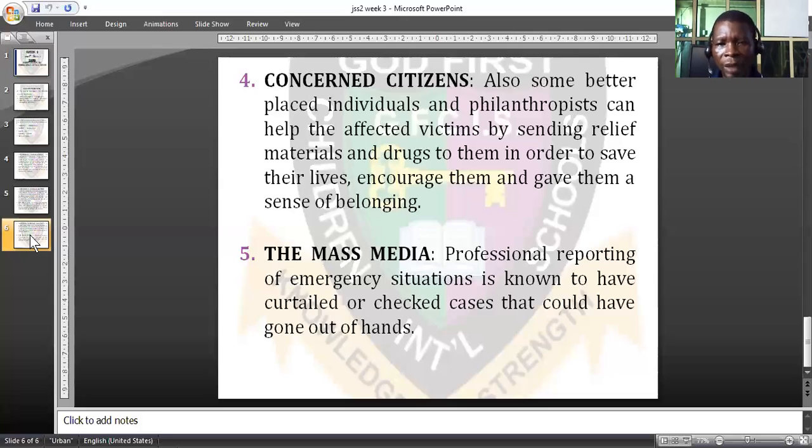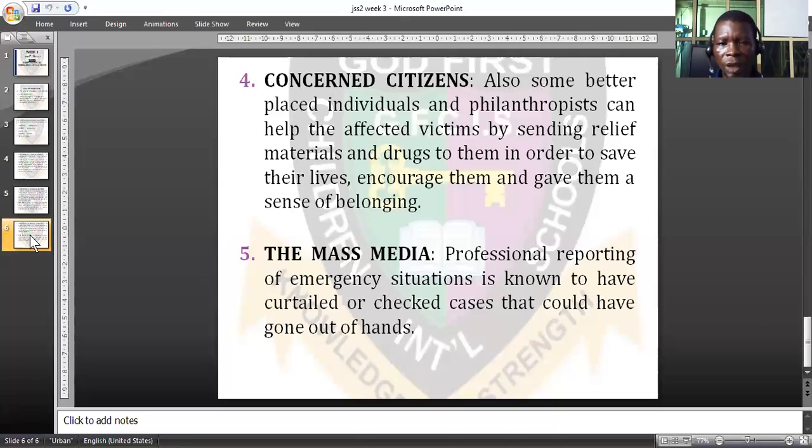By doing this, they will save their lives, encourage them and give them a sense of belonging, so that they too will feel this country belongs to all of us, and they will love the country. They will remain patriots. There will be patriotism on their behalf. They will be loyal to the country and ready to die for the country.